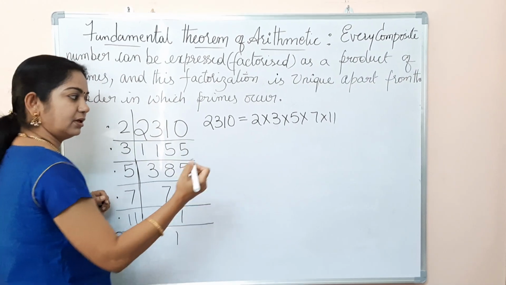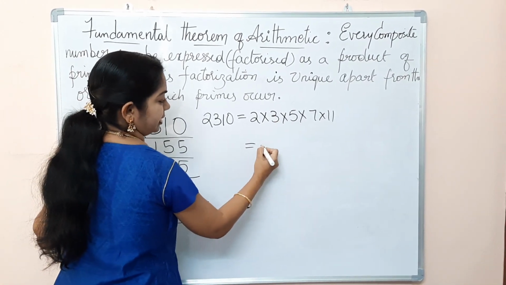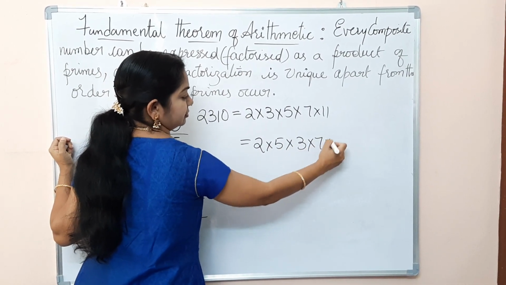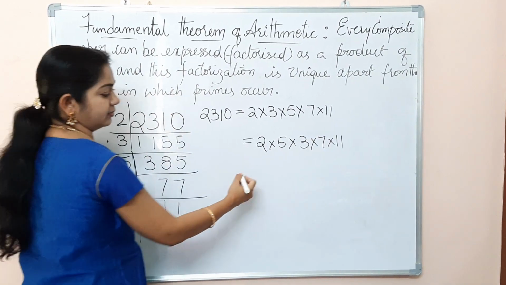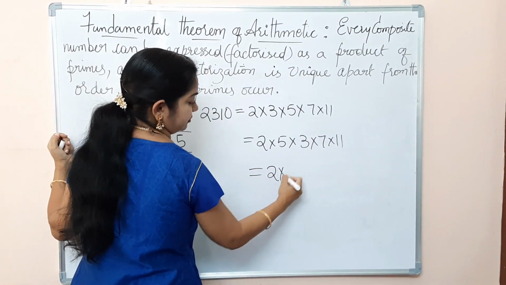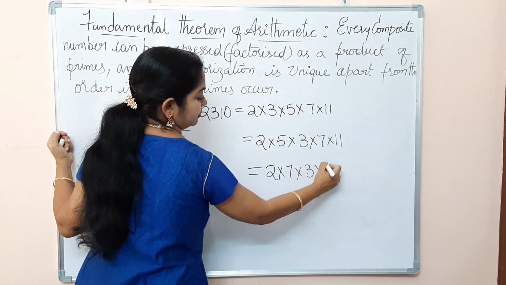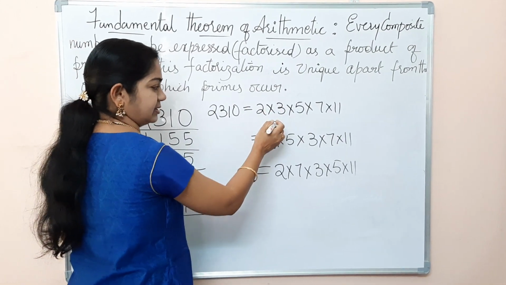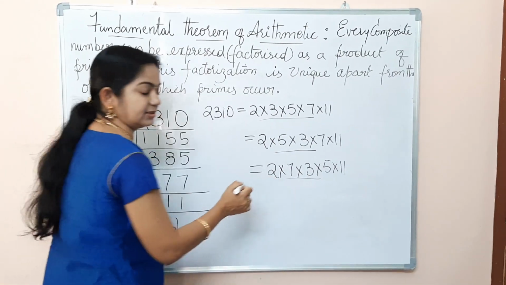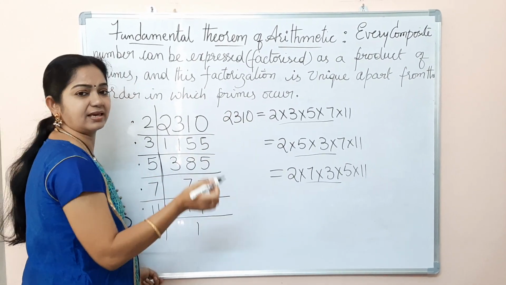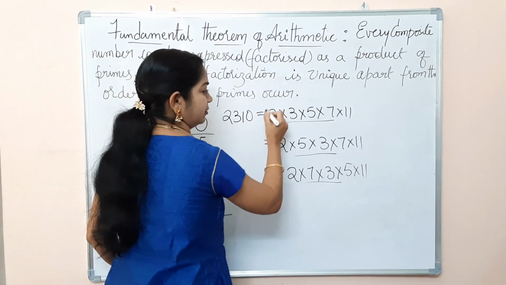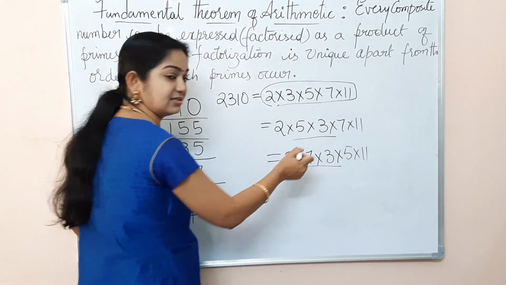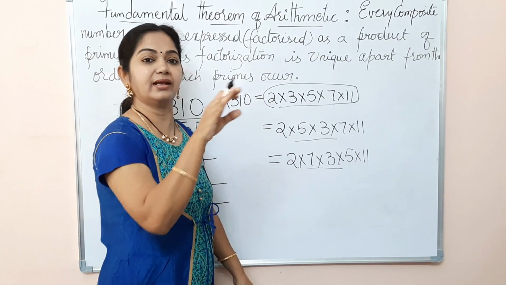One of your friends might have got some other order. He may tell you that he got 5, 7, 3. Likewise, another one may have got a different pattern. See, in all these 3 patterns, you can clearly see that the factors are the same: 2, 3, 5, 7, 11, or 2, 5, 3, 7, 11. The factors are the same, but the order in which they are placed is different.